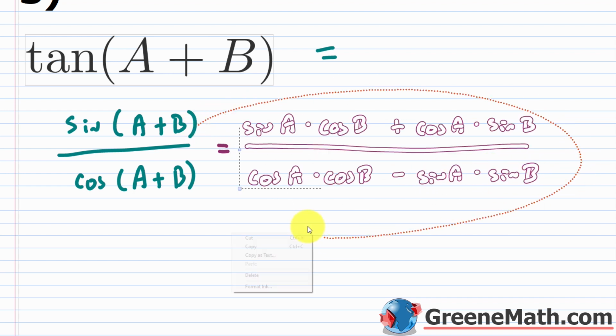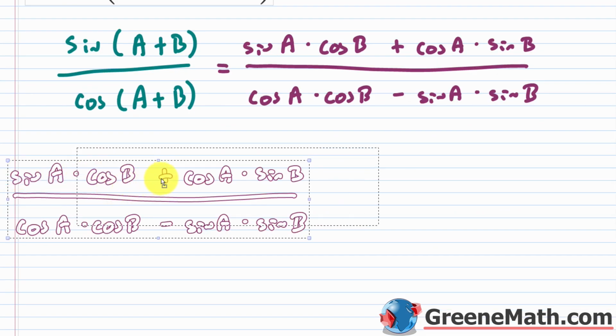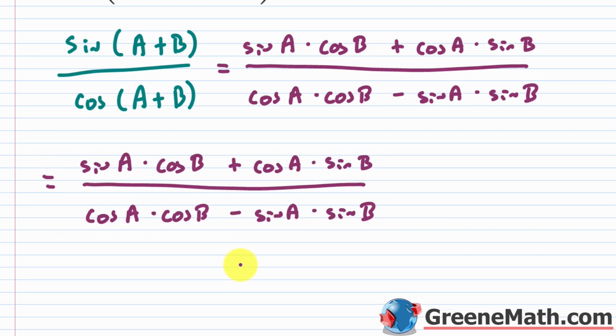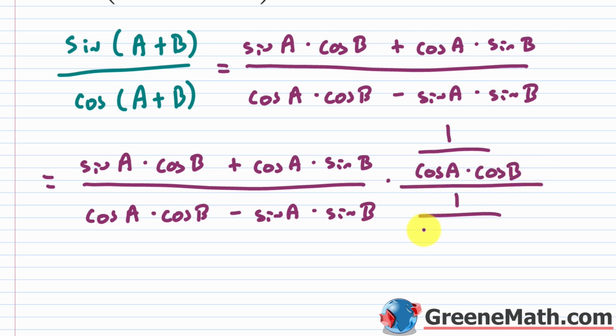So let me actually copy this, and I'm just going to paste this in here. And I'm going to put equals here, and I'm going to multiply by 1 over cosine of A times cosine of B, and then over 1 over cosine of A times cosine of B. So this is just a complicated form of 1, right? Multiplying things by 1 does not change anything. The idea is that this is going to get distributed to this, and then this will be distributed to this and this. And we're going to see a lot of stuff cancel.